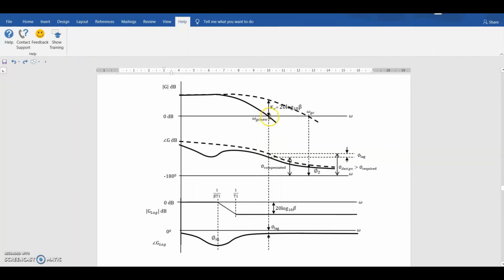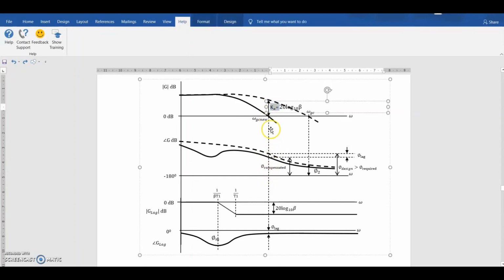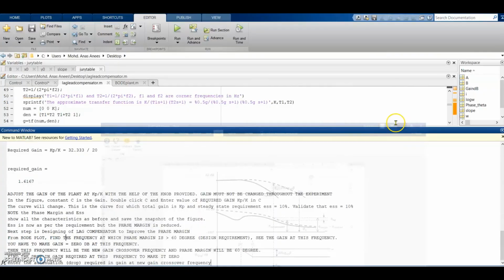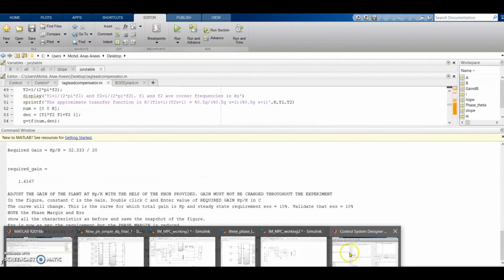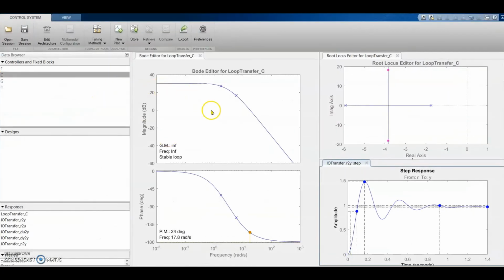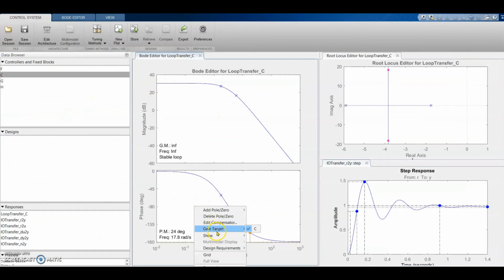That means we need to find what attenuation is required. If our gain reduces from here to 0, then this will be our new gain crossover frequency, and at this frequency we will get 60 degree phase margin. So we need Ka and omega gc nu. These two values we need to find out. So for our system, let's find out the 60 degree phase margin.